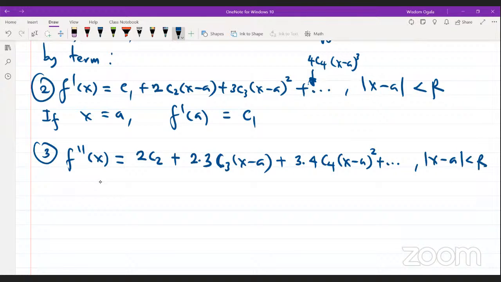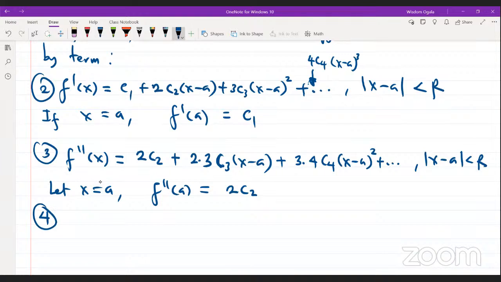Now, if I do the same thing again, if I let x equal a, what happens? My f double prime of a is going to be 2c2. That means each time I let x equal a, I'm only going to end up with a constant. So let's say number 4. If I differentiate equation 3 one more time, I now have the third derivative. This is going to be a 2.